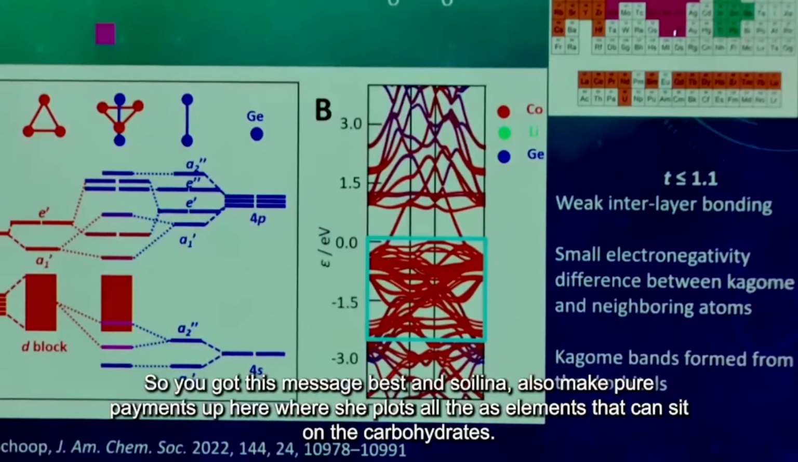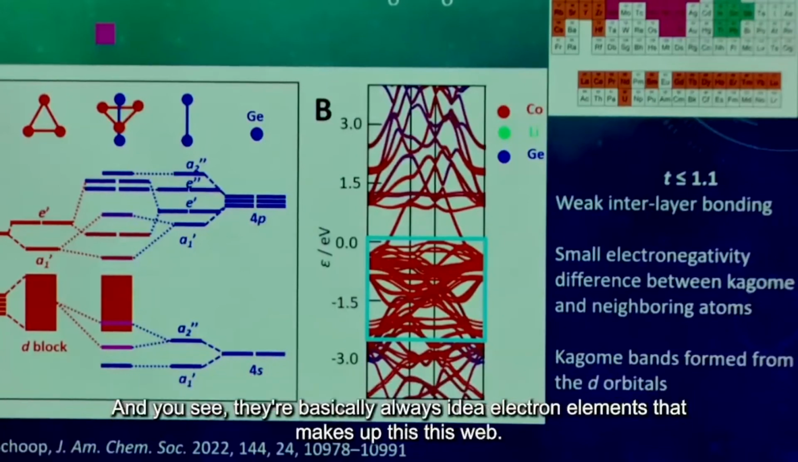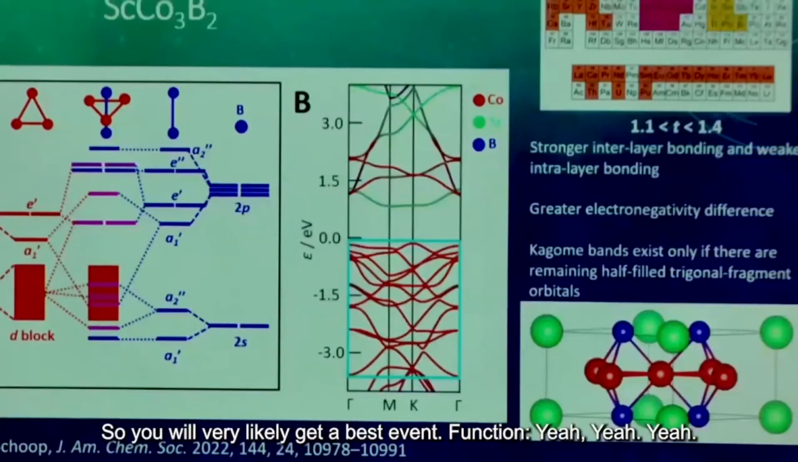And so Milena also made periodic tables up here where she plots all the elements that can sit on the Kagome lattice, and you see they basically always are d electron elements that make up these bands. So you will very likely get a messy band structure.